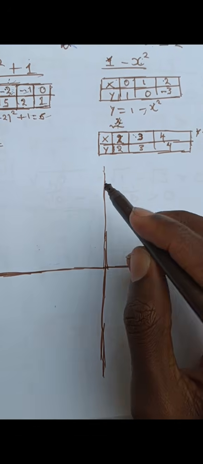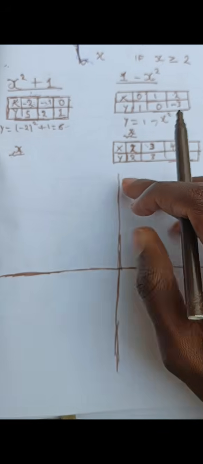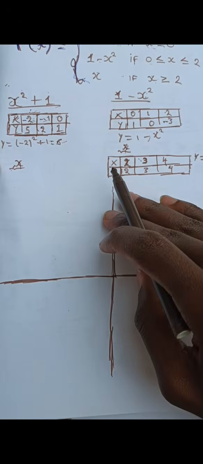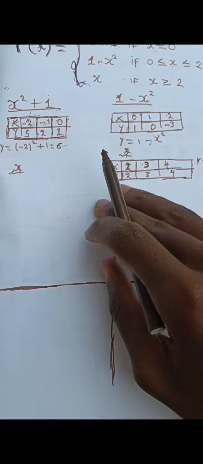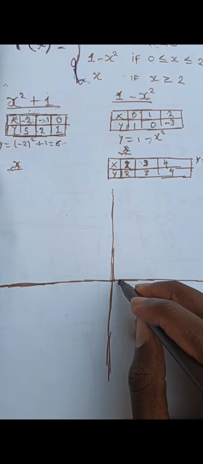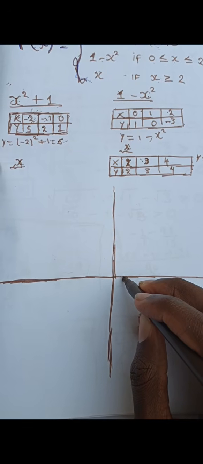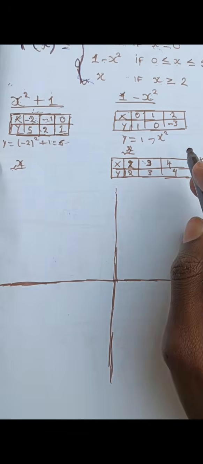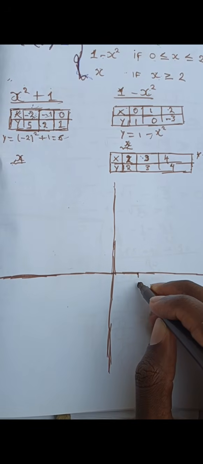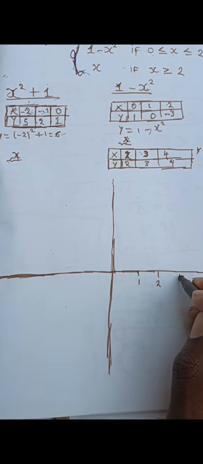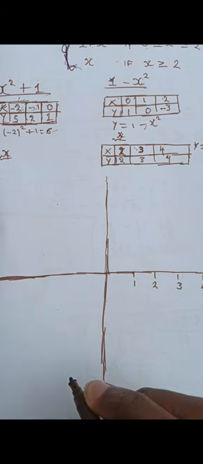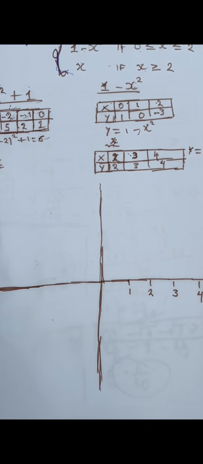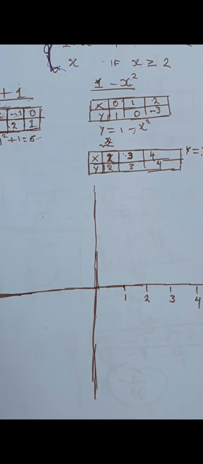Okay, now let's graph. Based on the tables of values that you've come up with, you're going to put the numbers on the x and y axis. Let's start with the positive side of x. Which one is the largest? It is 4. So I'm going to start from 1 up to 4: 1, 2, 3, 4.